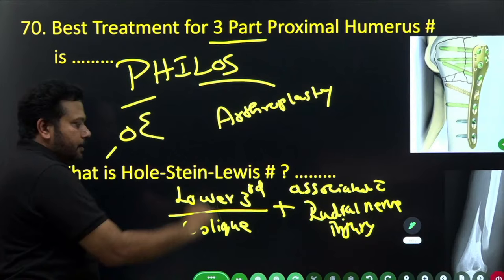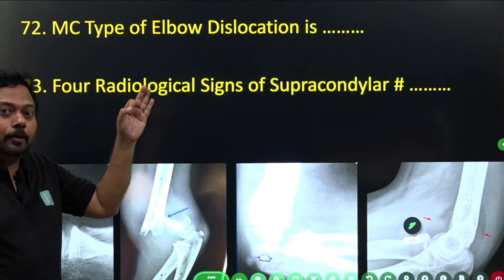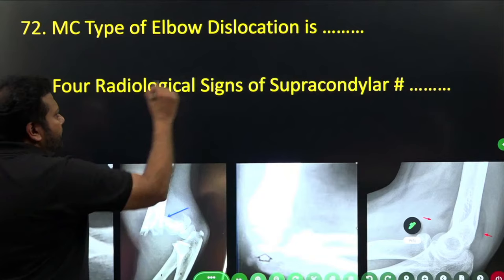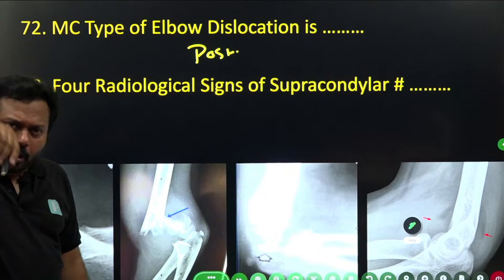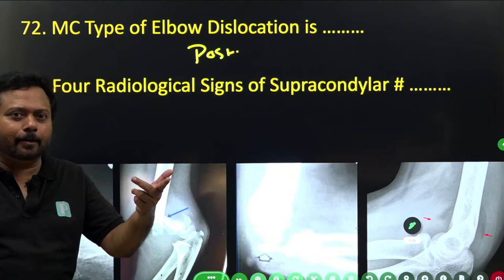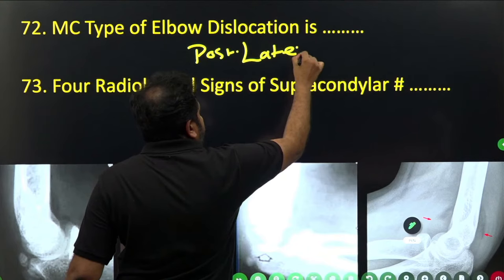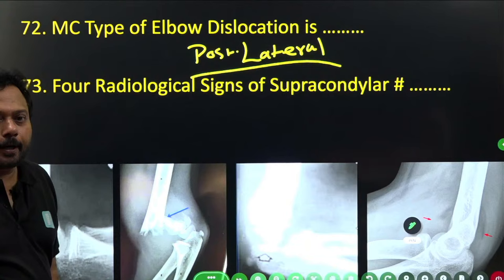Most common type of elbow dislocation. We all know what is the most common type of shoulder dislocation. Most common type of elbow dislocation, there is no doubt, is posterior. Posterior is subdivided into posteromedial and posterolateral. If they ask a question like this, we are in trouble. The most common type is posterolateral. That's the answer. Posterolateral type is the most common type of elbow dislocation.